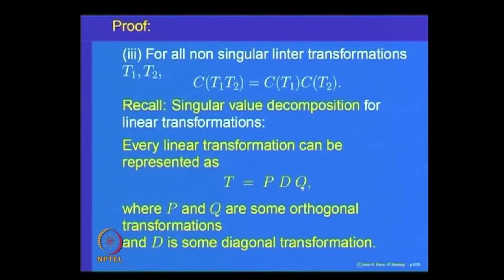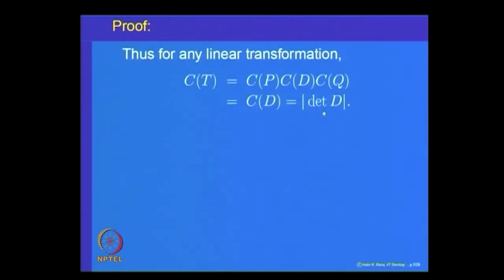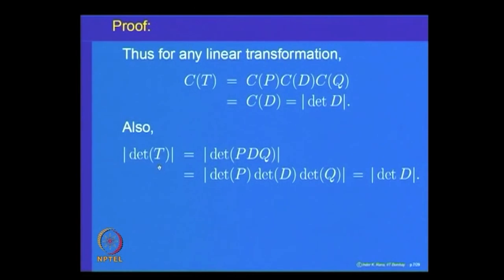On the other hand, we can also look at the determinant of T from this. Recall that determinant is also a multiplicative map. So, determinant of T will be equal to determinant of P into determinant of D into determinant of Q, but determinant of P and determinant of Q are both equal to 1. So, that says determinant of T is equal to determinant of D. And just now we said determinant of D is equal to C of T.